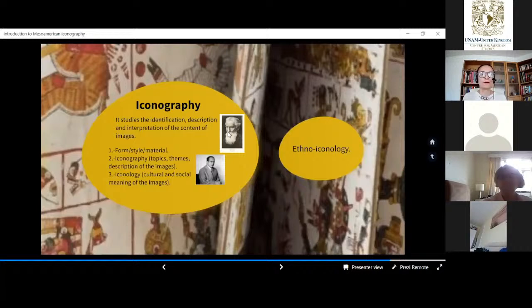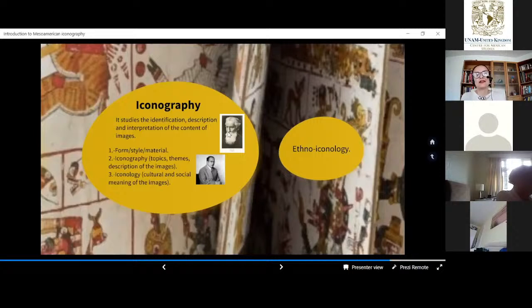So in order to understand better, obviously more researchers appeared on the scene. One researcher who doesn't have to do with Mesoamerica was very important. His name was Erwin Panofsky, and he created a methodology to study the Renaissance. He talks about different methods to approach images, including iconography, which he describes as a study to identify, describe, and interpret the content of the images. First, when we do this analysis, you have to take into consideration the form, the style, and the material. Then you can go to the second step, iconography, which tries to understand the topics, the themes, and the description of the images. In other words, what do the images mean?